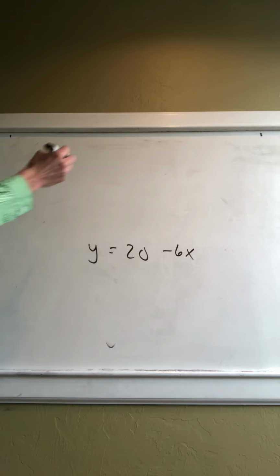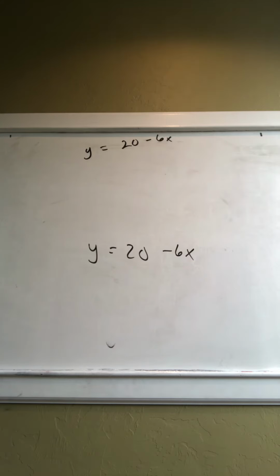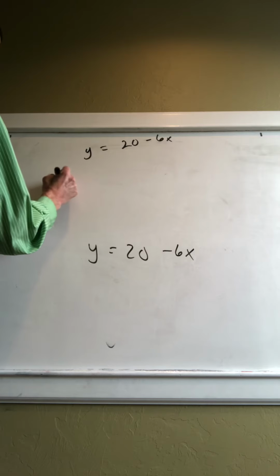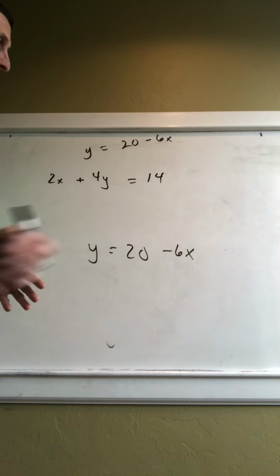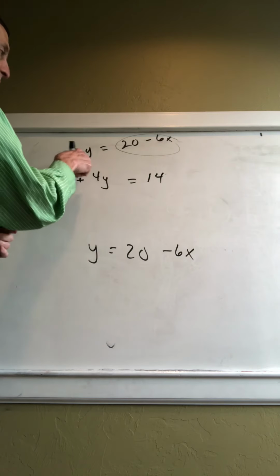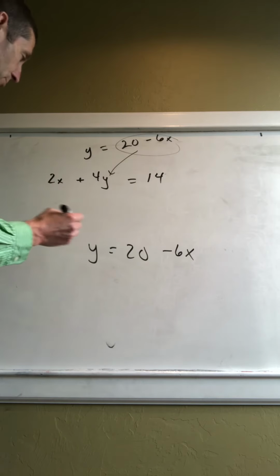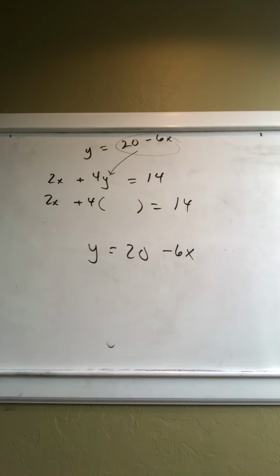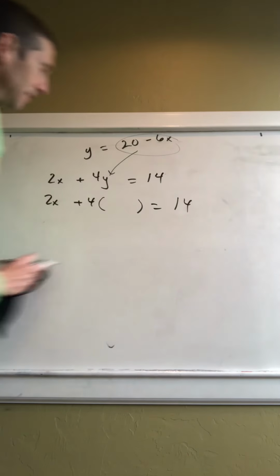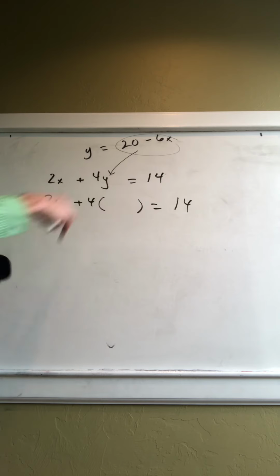So here we go. We now know y is equal to 20 minus 6x. Run back up to the top. Pick out your equation that you've not worked with yet, in this case your bottom one, 2x plus 4y equals 14. And what we're going to do is substitute for y from one equation into the other. Substitution process. So we're taking y equals 20 minus 6x, and we're substituting in for y.